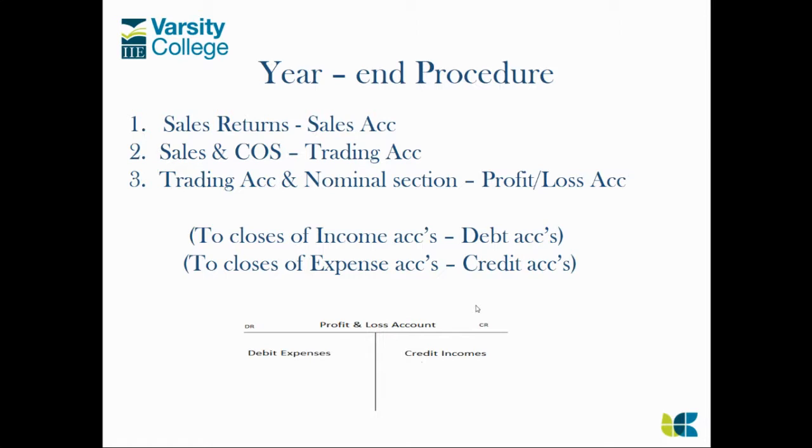At this point, we're closing off all the nominal accounts, in other words, our income and expenses. They're all getting closed off to your profit and loss, which makes sense because all your income and expenses are what you need to calculate your profit or loss. So that's what we do after closing off our trading account. Now, let's talk a little bit more about closing off our nominal account section to the profit and loss account.